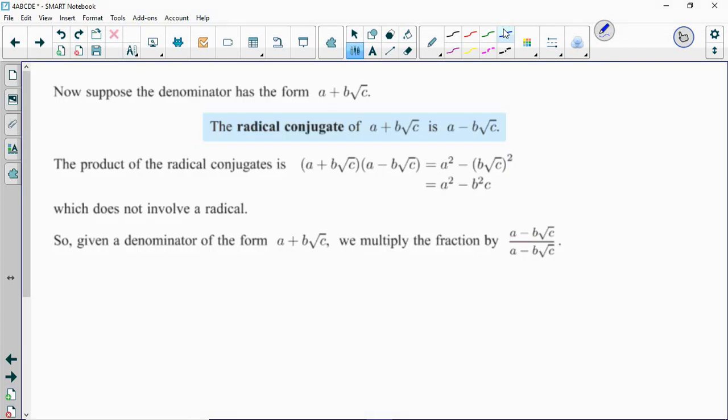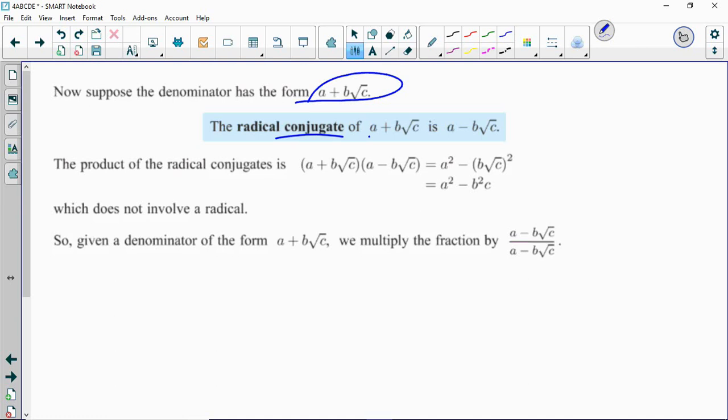Things get a little more complicated if our denominator has a binomial in it. So we'll be looking at problems that have a rational part like a, plus an irrational part of the form b times the square root of c. And the trick to this one is to use something called the radical conjugate. Conjugate is just a fancy word. It means we're going to change the sign of one of the terms.